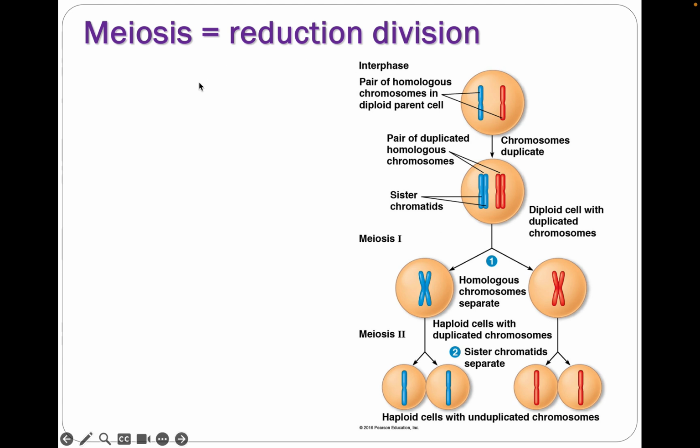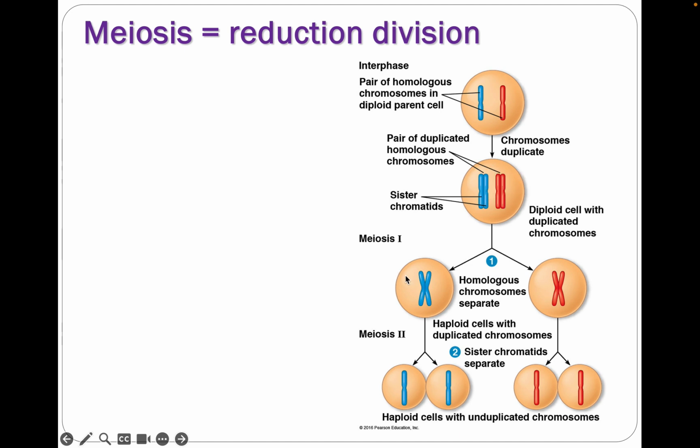All right, so meiosis causes a reduction each time it divides. There's a reduction in the total number of chromosomes in the cell. So we've talked about the cell cycle and mitosis. Cells spend most of their lifetime in interphase, right? We have a pair of homologous chromosomes in a diploid parent cell. When the cell prepares to divide, they duplicate their chromosomes, right? So now we have sister chromatids.